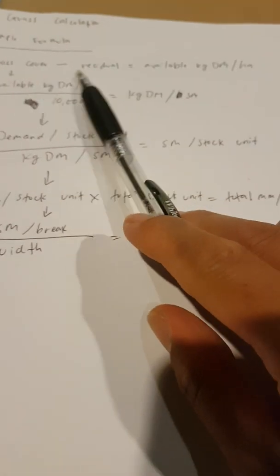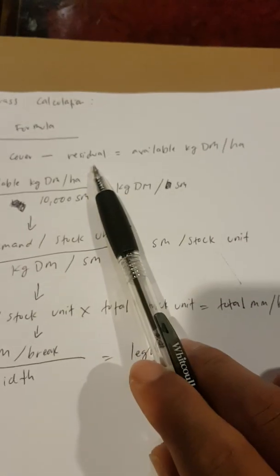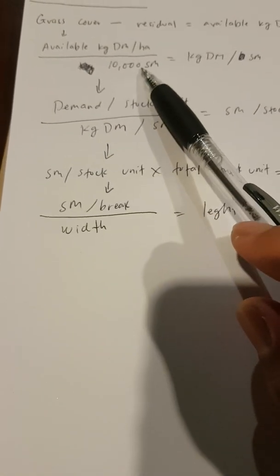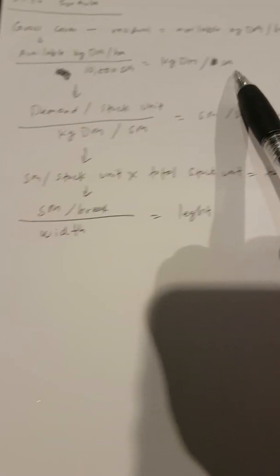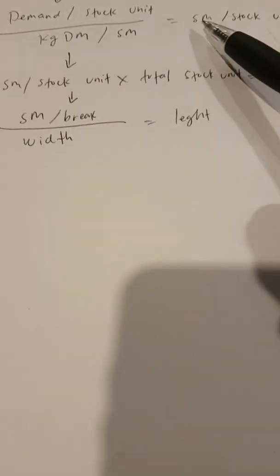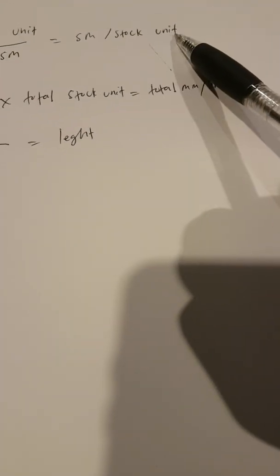So I've written down the calculation formula first. This is for grass calculation. Simple formula: grass cover minus desired residual equals available kilogram dry matter per hectare. That is divided by 10,000 square meters, which is 1 hectare, equals kilogram dry matter per square meter. Next step is your demand per stock unit divided by kilogram dry matter per square meter. That's going to be your square meter per stock unit.